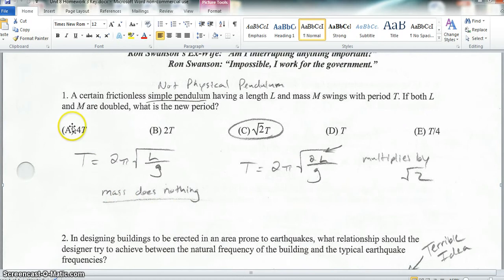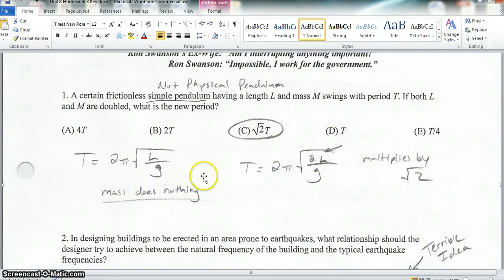So on this first example, hopefully nothing too tricky, it is a simple pendulum and not a physical pendulum, so I don't have to worry about the moment of inertia or anything like that. If both the length and the mass are doubled, what is the new period? Well, the period equation for a pendulum is just 2π√(L/g). The mass does not actually change that value at all.